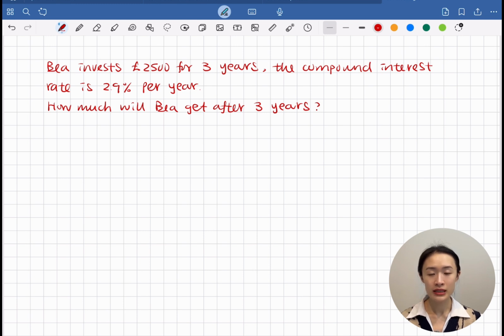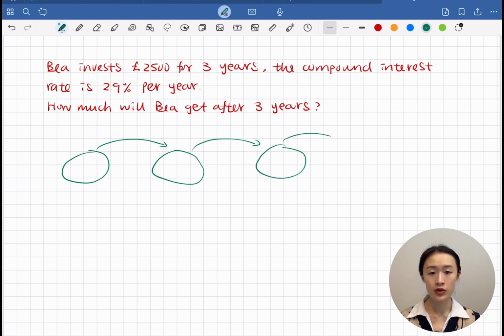Okay, so now B is going to invest the same amount of money for 3 years. So now the compound interest is 2.9% per year. So that means every year the interest rate is the same. But then your starting point is different. So that 2.9% in the second year is on the total amount of money you have by the end of the first year. Okay, so what we can do is similarly draw some circles. There are 3 years, so there are 4 circles involved.